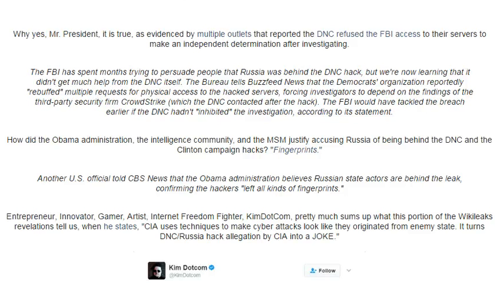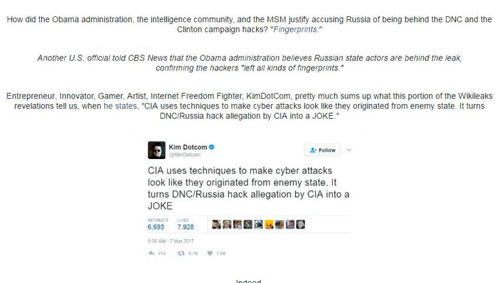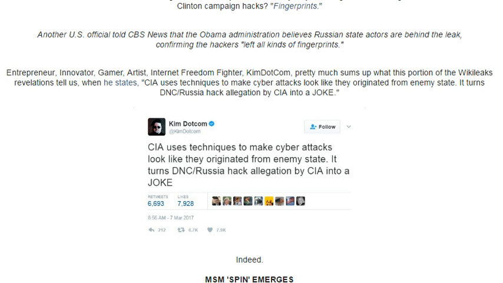But the MSM is ignoring what WikiLeaks has just exposed. Instead, they're full of articles about who did this, who gave this information to WikiLeaks. They don't mention Umbrage at all. They're just ignoring it. Why? Because their whole narrative of Russia influenced the election has just been blown to bits. Even Kim.com tweeted, CIA uses techniques to make cyber attacks look like they originated from enemy state. It turns DNC Russia hack allegation by CIA into a joke. Indeed it does.